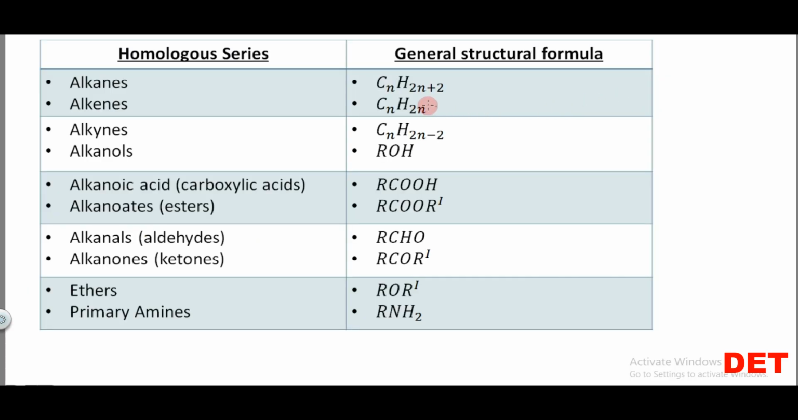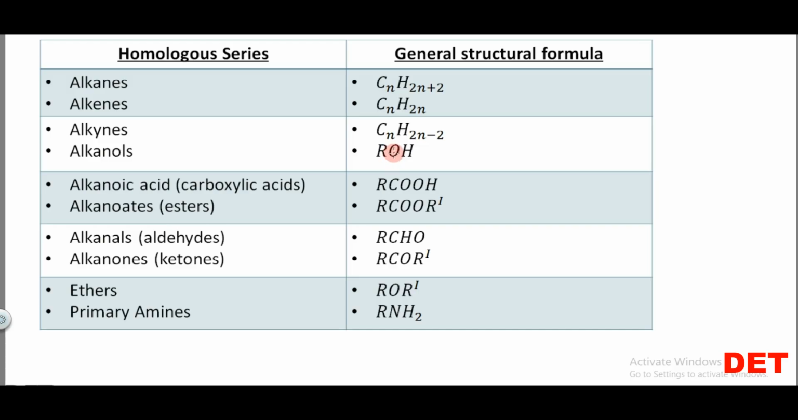So what is the general formula of the alkanoate? You must take note of this table. These are the different homologous series, and these are their general structural formulas. The alkanes: CnH2n+2. The alkenes: CnH2n. The alkynes: CnH2n-2. The alkanols: ROH, where R represents your alkyl group.